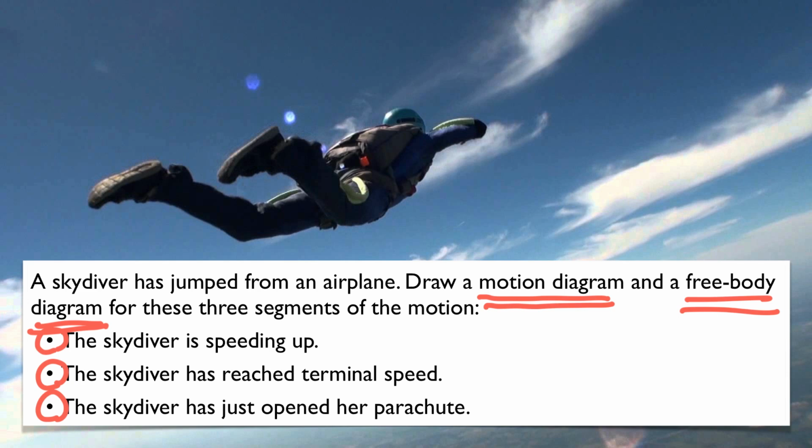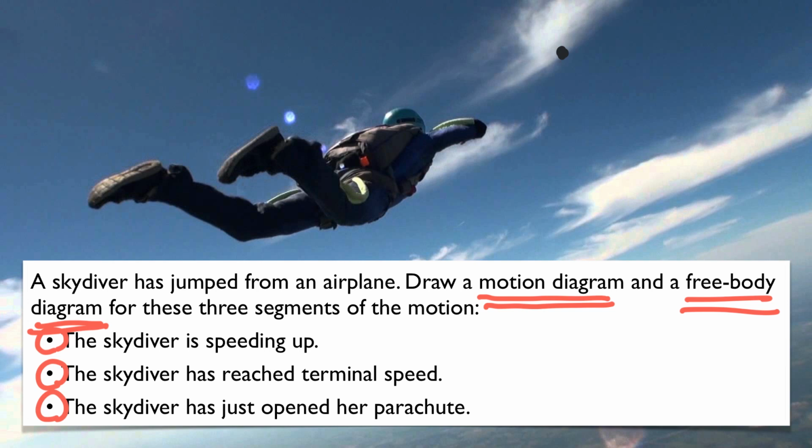The next one is this. The skydiver has reached terminal speed. And terminal speed means she is not speeding up. So her motion diagram looks like this. It's a series of dots that are evenly spaced. So the velocity vectors are the same size. The acceleration is equal to 0. If that's true, the net force is equal to 0. So that will help inform how we draw our free body diagram.